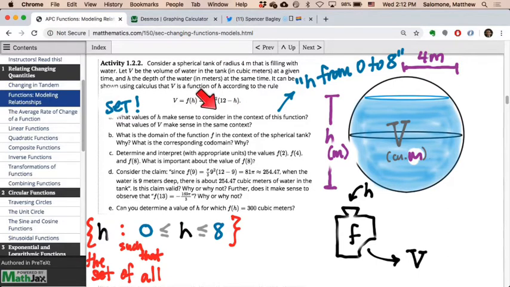So when h is equal to 8, you plug that into here, and you get... So let's get that number real quick. When the tank is totally full, the volume is going to be f of 8. That's how we would read that. It's the output when the input is 8. How did you find f of 8?